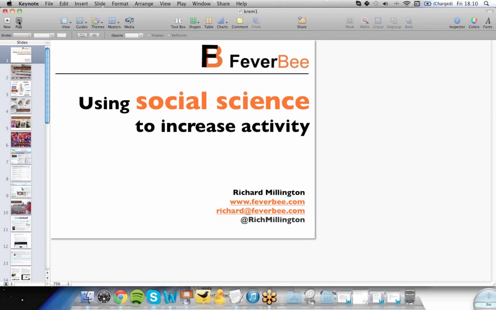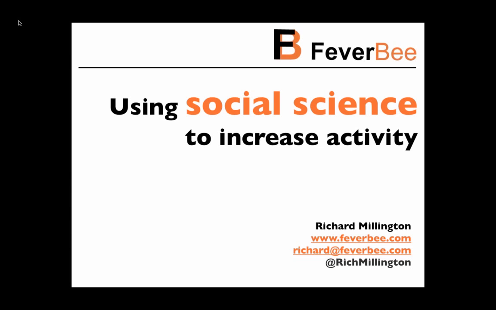Okay, so let me share my screen and we'll get going. So today we're going to be talking about how you can use social sciences to increase activity in your online communities. We're going to touch upon a couple of things that we talked about in the very first webinars, the sense of community and stuff like that, and then also talk about a variety of different things as well.